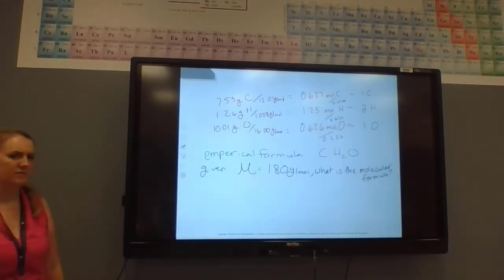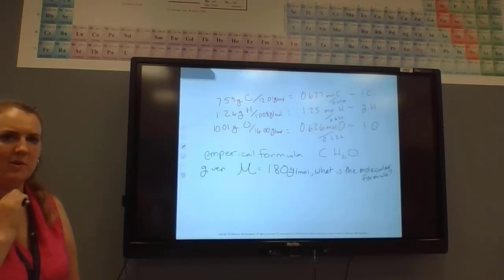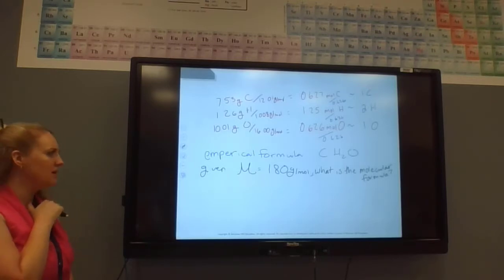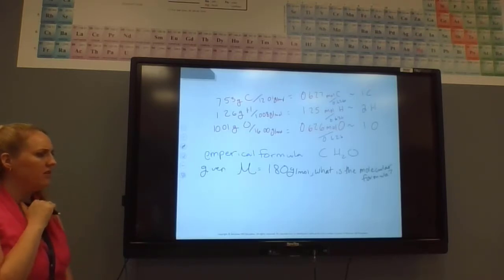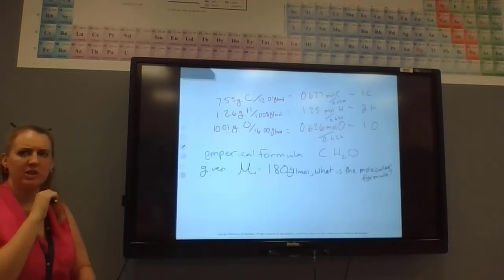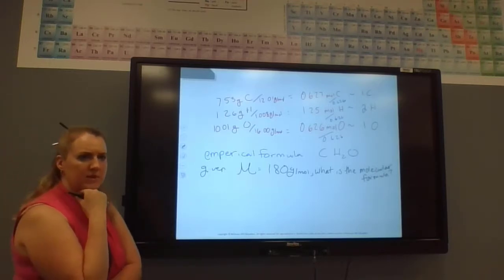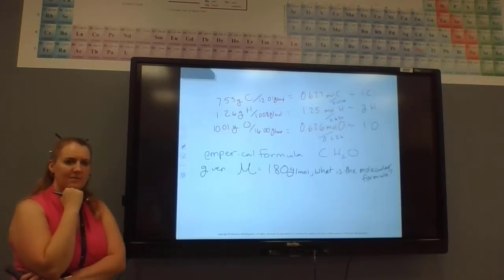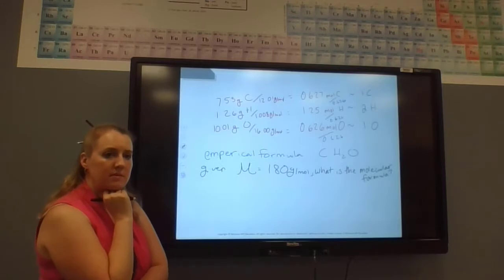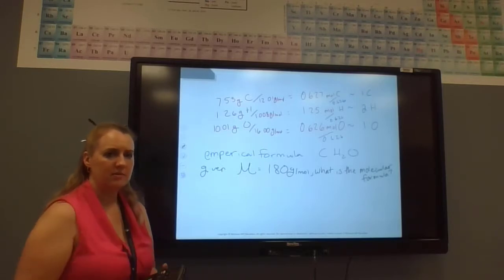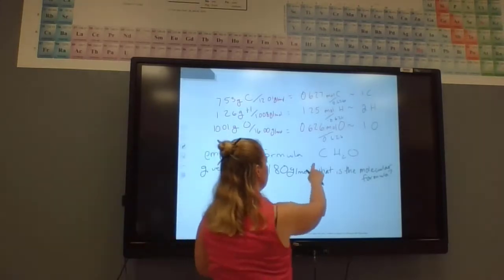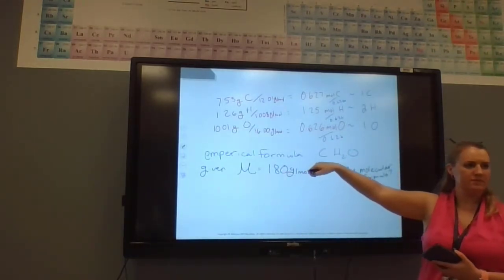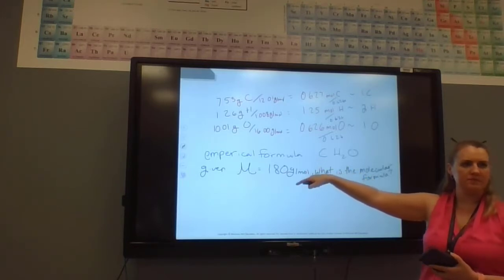Think about it for a little while. The mass of the entire compound is 180. Then what was the original molecular formula if we know this is the ratio? Figure out the math for that one. Multiply by 6. Multiply by 6. How'd you get that? You take the molar mass of the original formula and you divide it by the molar mass of the empirical. Perfect.